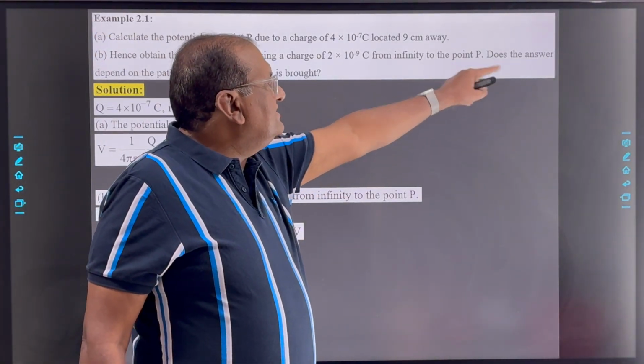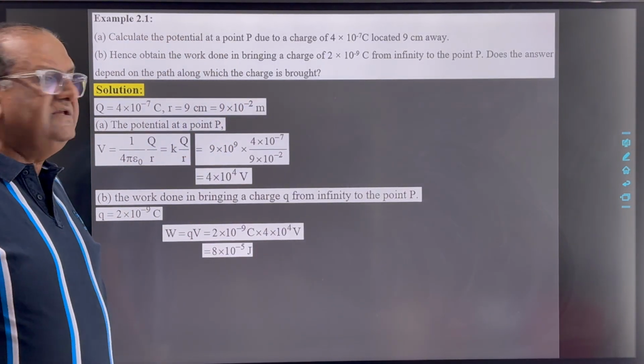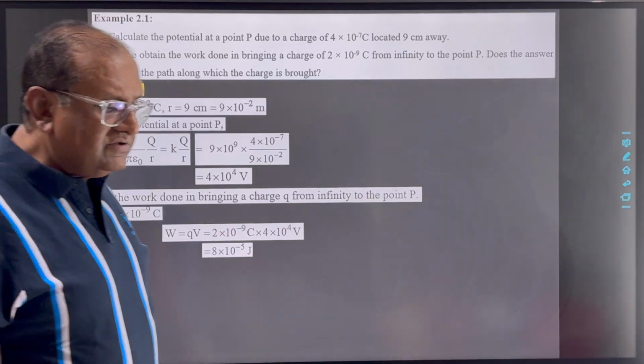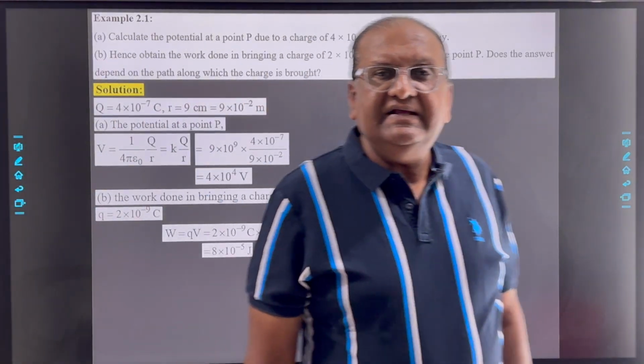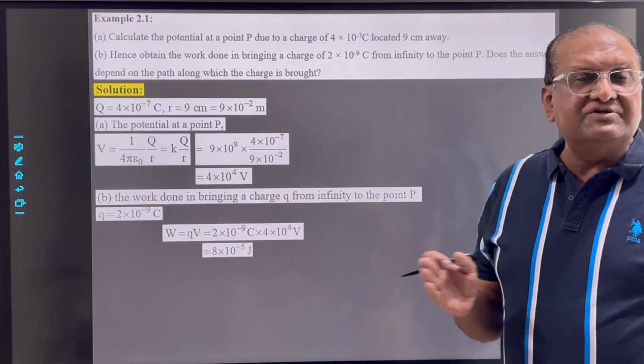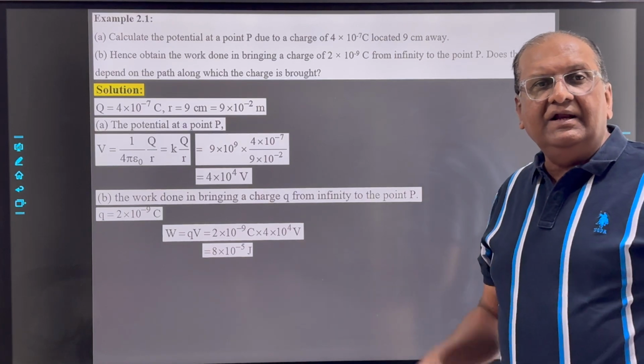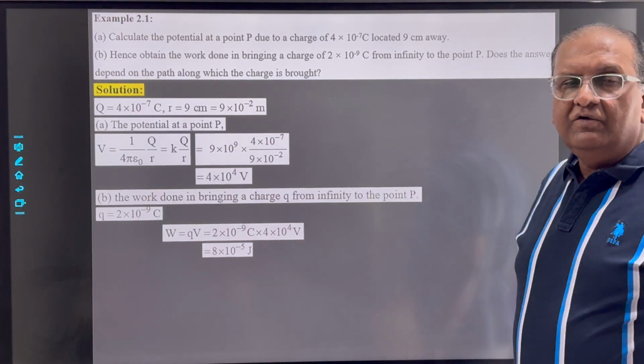Now the question is, does the answer depend on the path along which the charge is brought? No, because the electric field is a conservative field. So work done does not depend on the path, it depends only on the initial and final position. Clear to all of you?